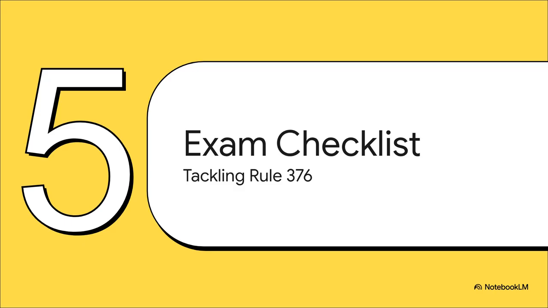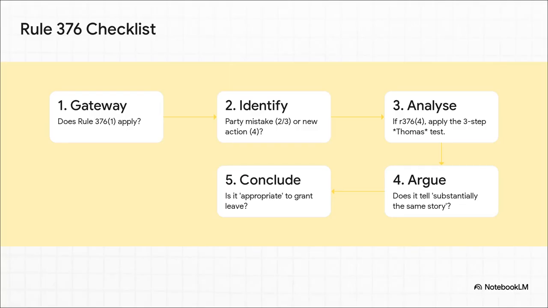Whew. Okay, we have covered a ton of ground. But now, the best part. Let's boil all of this down into a simple, practical checklist you can use to absolutely nail any Rule 376 problem that they throw at you in that exam. Here we go. Step 1. Always start at the gateway. Does Rule 376 Subrule 1 even apply on the facts? Step 2. Identify your species of amendment. Are we fixing a party mistake under Subrule 2 or 3? Or are we going for the big one, a new cause of action under Subrule 4?